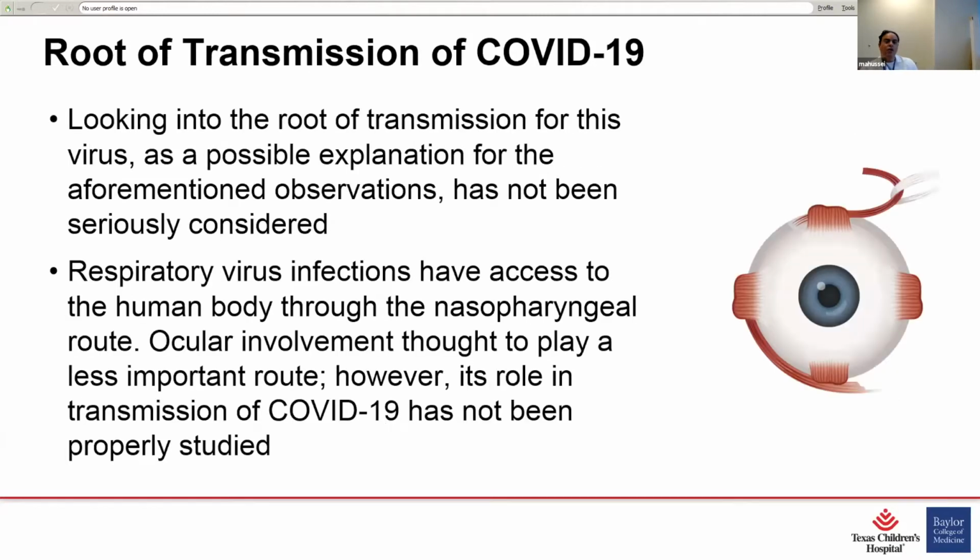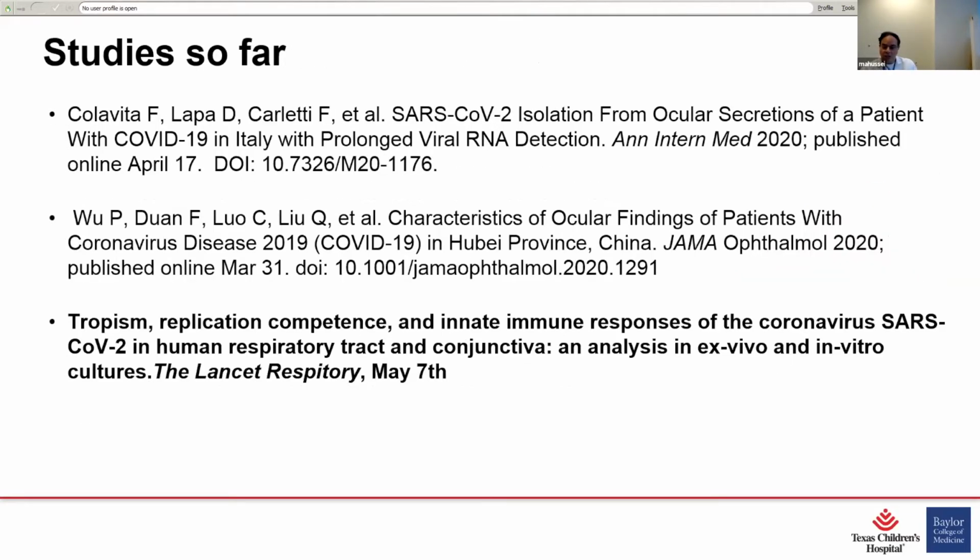Looking into the route of transmission of the virus as a possible explanation for these peculiarities hasn't been seriously considered or looked at. We know that respiratory viral infections in general have access to the body mainly through the nasopharynx. Ocular involvement was thought to play a less important role. However, that role hasn't been properly studied. For the past couple of three weeks, we learned a lot about the relationship between the eye and COVID-19. Now we know that the virus can replicate in the tears for a long period of time. We know from one big study that 30% of patients can have ocular involvement. The majority of those that have ocular involvement would end up having severe disease.